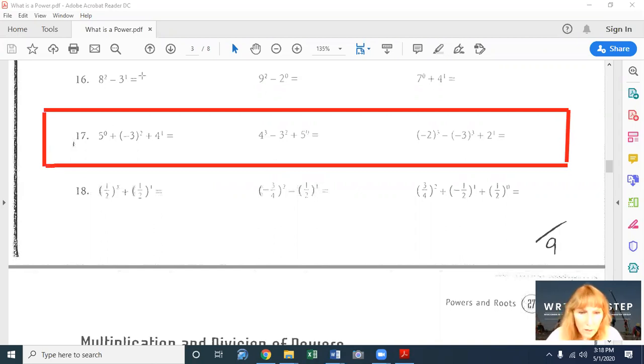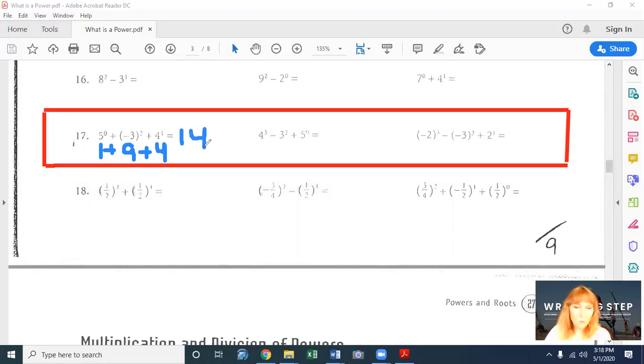So that helps you see it better. So 5 to the 0 power is what? 1. We just remember our special rule. Anything to the 0 power is 1. 1 plus, now we have negative 3 to the 2nd power. So that's negative 3 times negative 3, positive 9. And then we have 4 to the 1 power. What is any number to the 1 power? The number, right, 4. So we add that all up, we get 1 plus 9, that's 10. 10 plus 4 is 14. So that answer is 14.